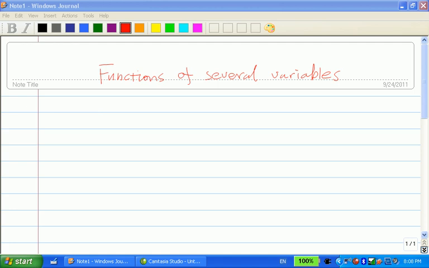This video is about functions of several variables. The purpose of this video is not to give you a detailed lecture, but an introduction, such that when you read a book, it's easier for you to understand. The function we are talking about here depends on more than one variable, say f(x, y).